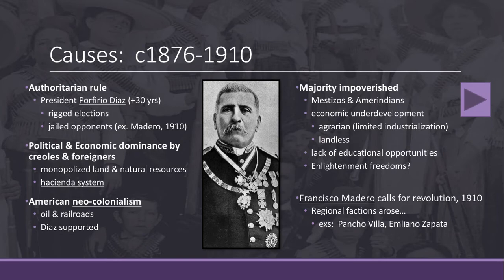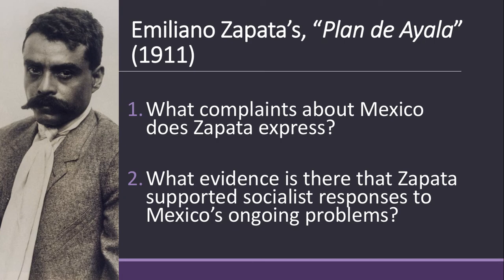So one of the things you're going to do next is take a look at one of those factional revolutionary leaders, Emiliano Zapata, and read his document called the Plan de Ayala, which he wrote in 1911, which is basically a complaint letter, a letter of criticism about the current situation in Mexico as of 1911. So there he is, Emiliano Zapata, and with that, you're going to move on to that next phase of looking at major effects of the Mexican Revolution.